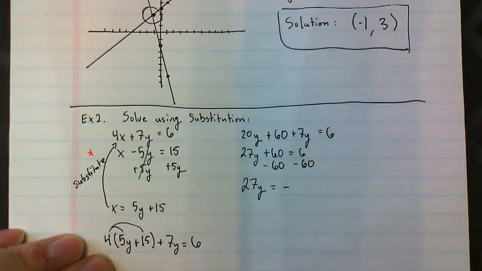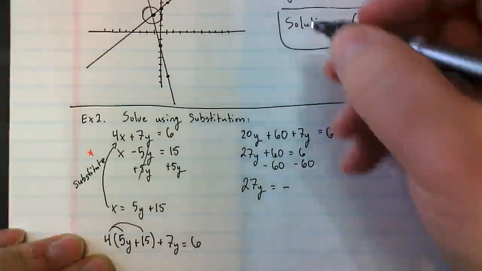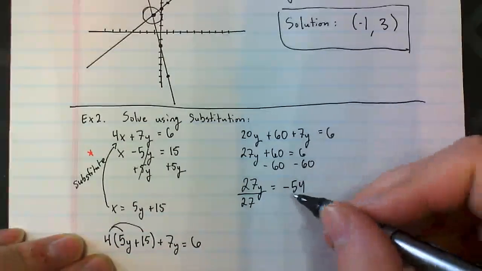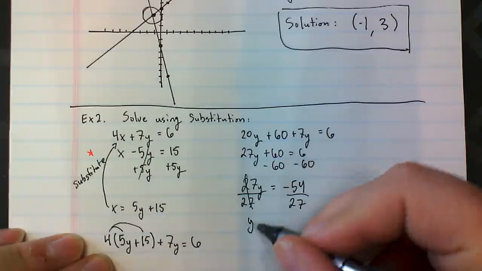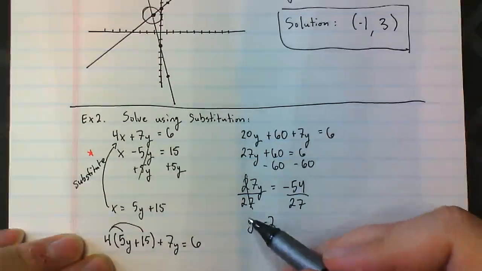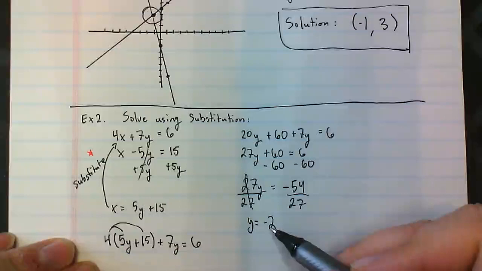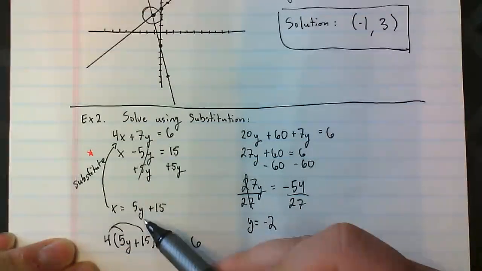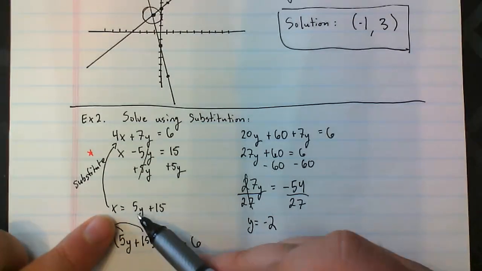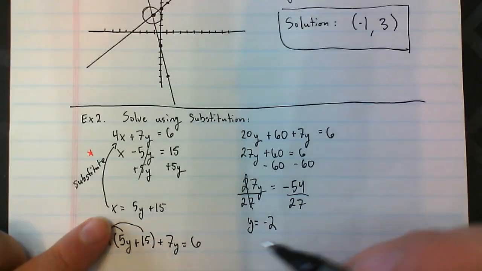Simply got to distribute first. So 4 times 5y is 20y. 4 times 15 is 60, so plus 60. And then that 7y is just hanging out, so we just bring it up here with us. Equals 6. And now I just combine like terms, and I begin to solve for the y. So, simply combining like terms, 20y plus 7y is 27y plus 60 is equal to 6.